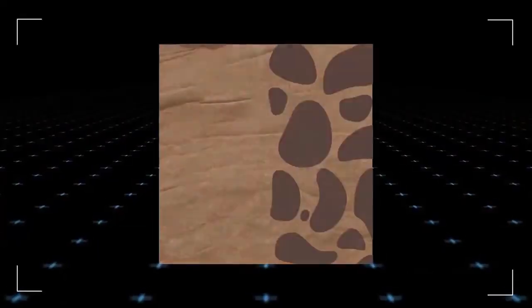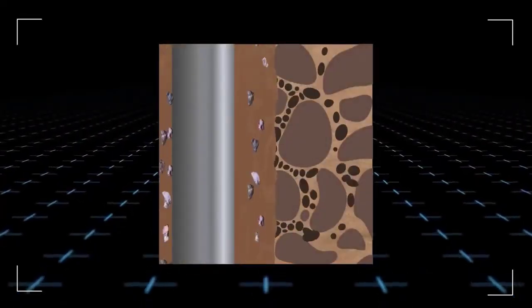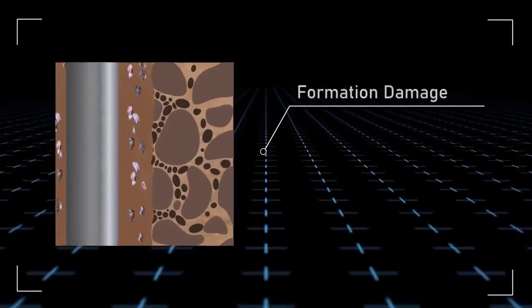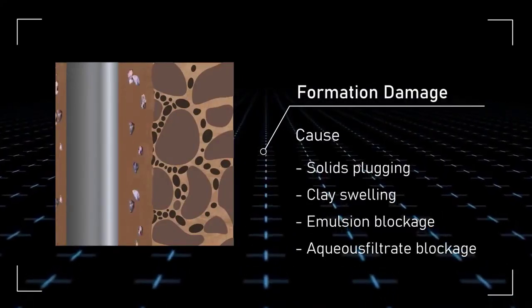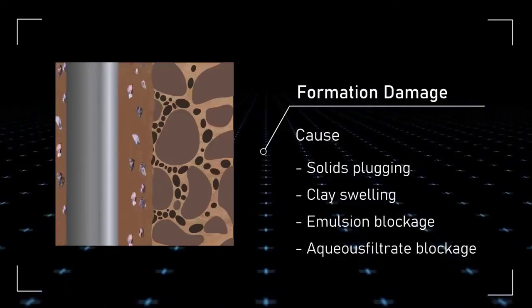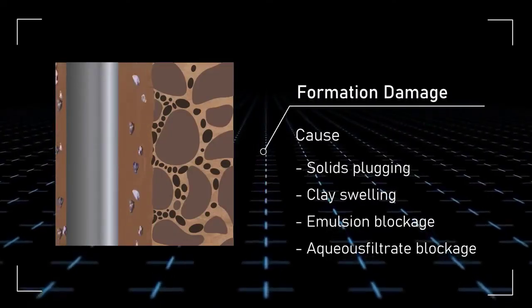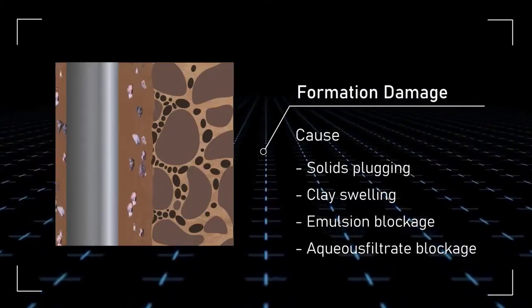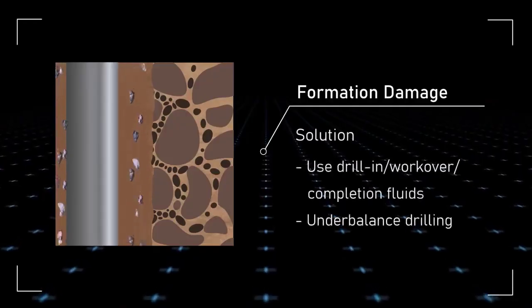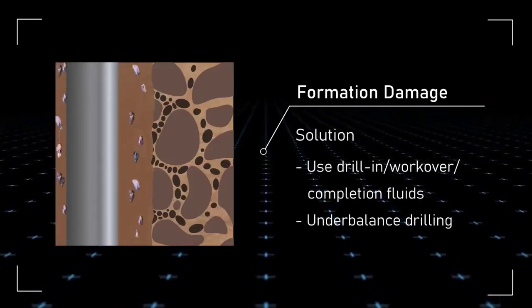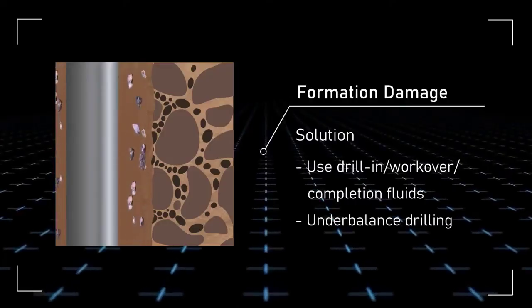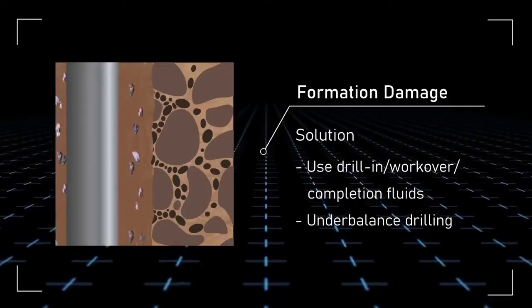The mechanical process of drilling a new hole will crush, shear, and otherwise damage the formation. Solids plugging, clay swelling, emulsion blockage, and aqueous filtrate blockage are also collectively referred to as formation damage. Underbalanced drilling, stimulation operations, and the use of drill-in, workover, and completion fluids are used to protect or increase access to the hydrocarbon-bearing formation.